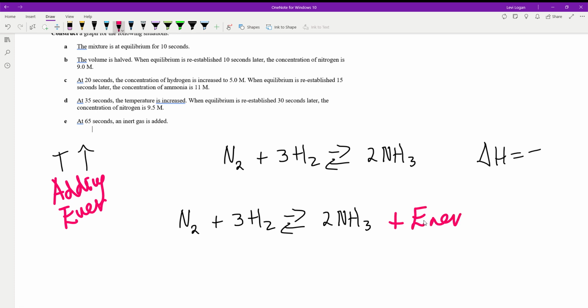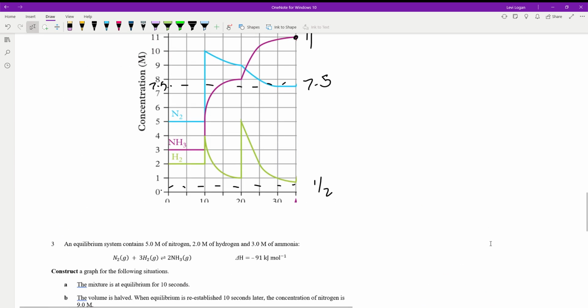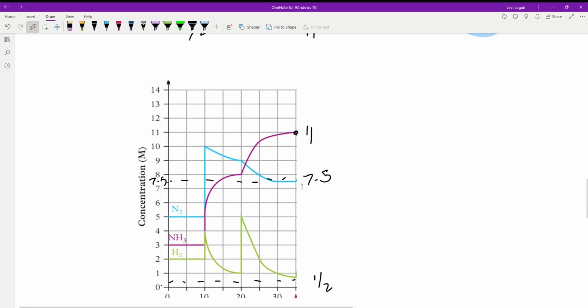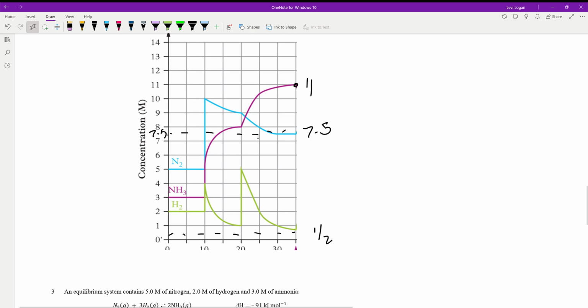So energy. If I'm adding energy, I'm effectively increasing the products. If I'm increasing the products and I apply Le Chatelier's principle, it's going to indirectly decrease these two and increase these two. So if you increase the temperature, you should see an increase in the nitrogen and the hydrogen and a decrease in the ammonia, okay? Which is why the nitrogen went from, what was the old one? Nitrogen's at 7.5 molarity, and it goes to 9.5 molarity, okay?